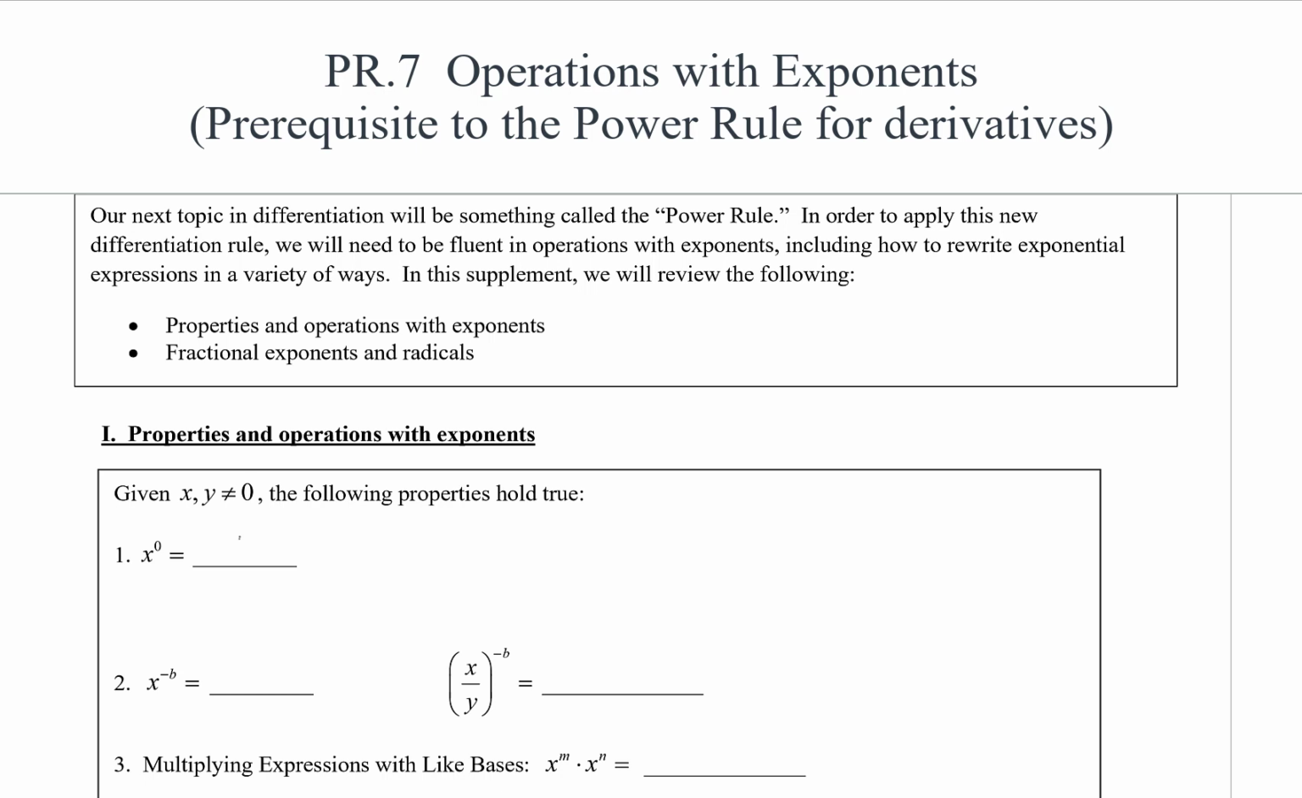1. Properties and operations with exponents. Given x and y are not equal to 0, the following properties hold true. 1. X raised to the 0 power is going to be equal to 1. 2. X raised to the negative b power is equal to 1 over x raised to the b power. And x over y, all within parentheses, raised to the negative b power is equal to y over x, all within parentheses, raised to the b power. And this is also equal to y raised to the b power over x raised to the b power.